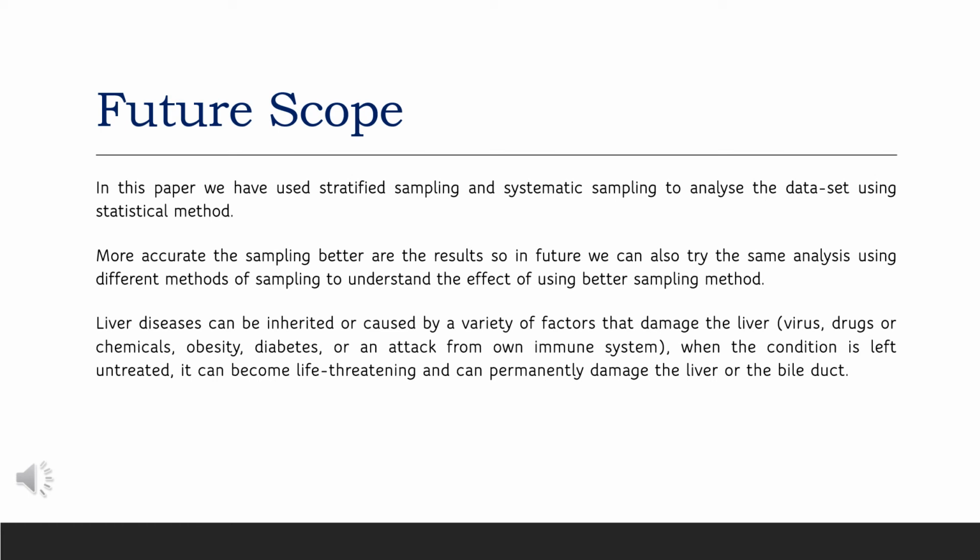What would be the future scope for this research paper? In this research paper, we have used stratified sampling to analyze the data set using the statistical method. But the more accurate the sampling, the better the result will be. So in the future, we can study the same sample using different sampling methods and contribute towards a greater statistical study. Liver diseases can be inherited or caused by a variety of factors which damage the liver. When the condition is left untreated, it can become life-threatening. So it is very important that we identify more such parameters and conduct a study on them.